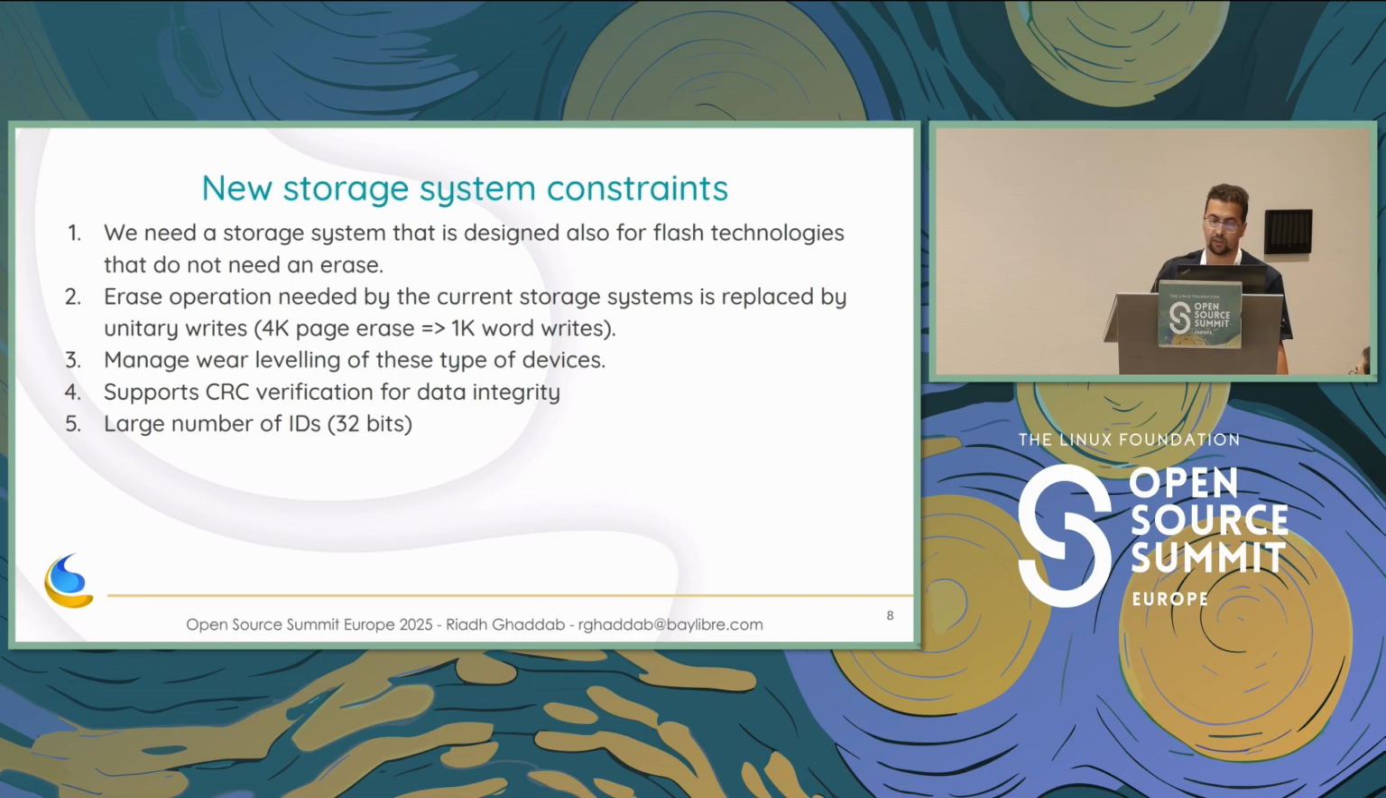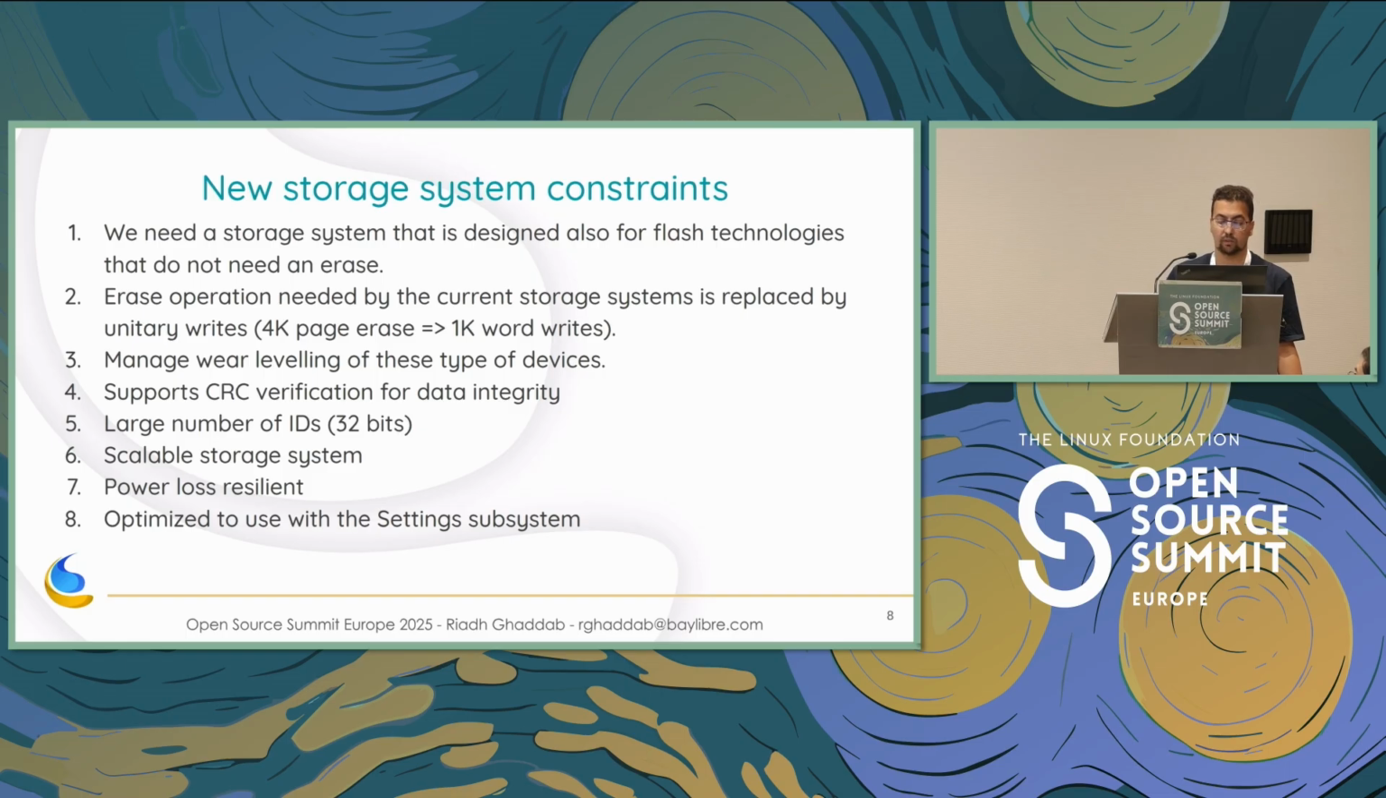We need to have a larger number of IDs, not like NVS, which has like 64K. This time we designed it so that it has 32 bits, so it's like 4 billion. So it's scalable for larger storage memory. It should also be power loss resilient, and we also designed it to be optimized with the settings subsystem. The settings subsystem, we're going to see later in the next slides.